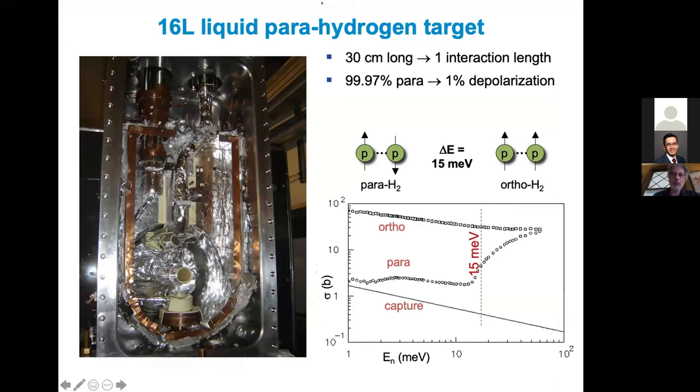And what was interesting about this system is that we can actually measure with very high sensitivity the fraction of parahydrogen and orthohydrogen inside our liquid parahydrogen target, because the neutron cross-section for orthohydrogen is a factor of almost 100 larger than parahydrogen because of the dynamics of the nuclear physics involved in the neutron-proton interaction. And so as the neutron beam was going through this liquid parahydrogen target, we were very sensitive to whether or not there was any orthohydrogen.